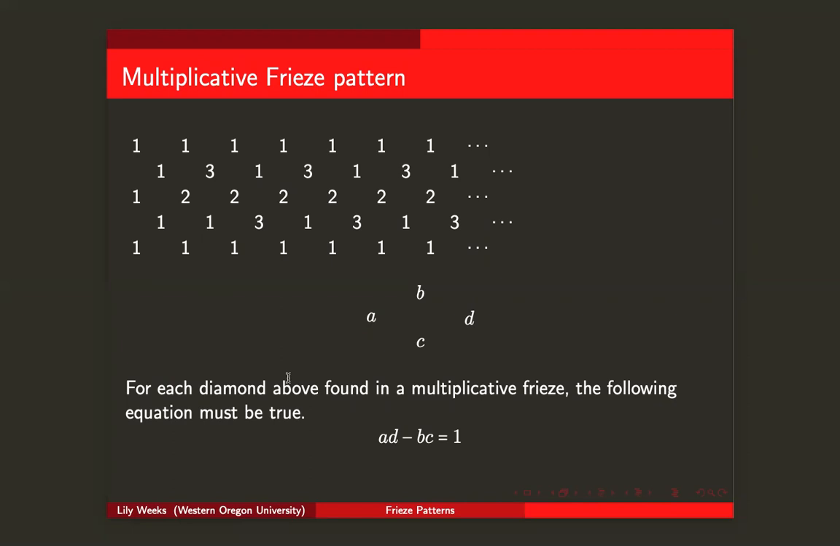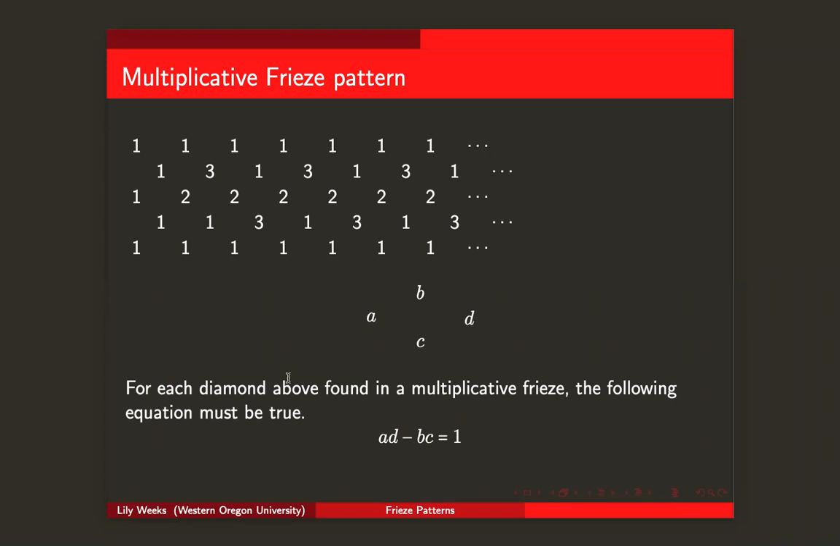A quick definition before moving on. We define the order of a frieze to be n if it has n minus 1 rows. So this particular frieze pattern has 5 rows, which would make it a frieze pattern of order 6.